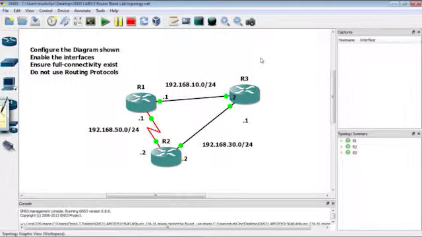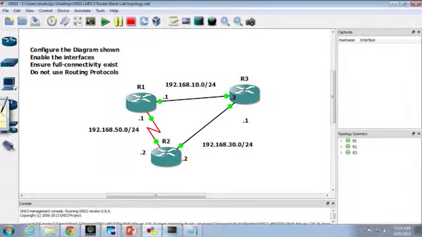So the first thing in this one is we're going to configure the diagram as shown, enable the interfaces, ensure full connectivity exists, and do not use routing protocols. So whenever I see this, basically we need to make sure we have full connectivity between 3 segments. We've got 3 routers, okay? And it says do not use routing protocols. So what are we going to use there? Some static routes, okay?